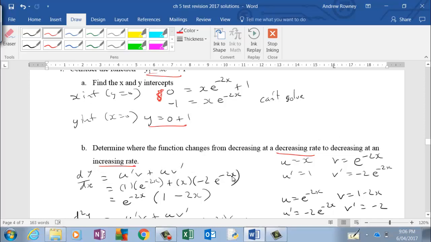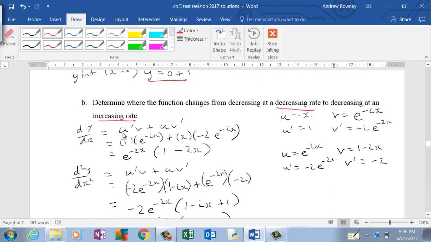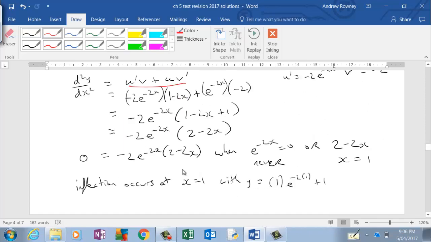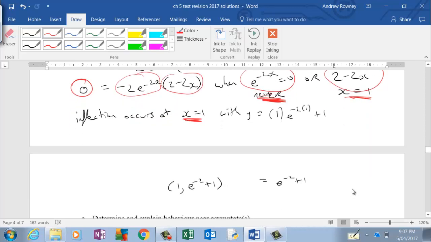We need the second derivative to be 0. So here's the first derivative using the product rule. Here's the second derivative using the product rule. Now that is going to be the inflection when the second derivative is 0. So put 0 there, and we've got, once again, two factors, that times that, so either the first one is 0 or the second one is 0. That can never occur, and this one here is when x is 1. So it occurs when x is 1, plug it into the y value, which is this working here, and we get this value, e to the minus 2 plus 1. So that's the coordinate of the inflection.